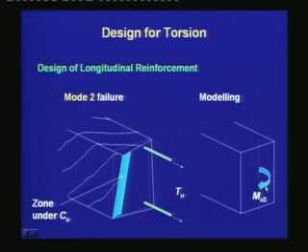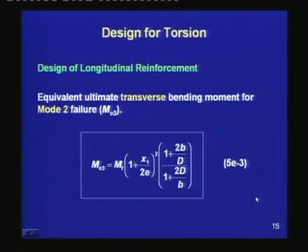The notation used in the codal expression is Me3 for the mode 2 failure. The equivalent ultimate transverse bending moment for mode 2 failure is represented as Me3, and Me3 is equal to Mt, whose expression we have already seen, times (1 plus x1 divided by 2e) whole square times (1 plus 2b divided by d) divided by (1 plus 2d divided by b). This is the expression of the equivalent moment which acts about a vertical axis, creating compression in one side face and tension in the other side face.